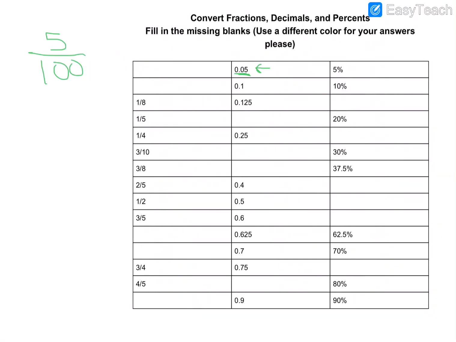simplify your fractions. So I can divide both of these numbers by 5. And 5 divided by 5 is 1, and 100 divided by 5 is 20. So my answer here would be 1 over 20. So 1/20th is the same thing as 0.05, which is the same thing as 5%.